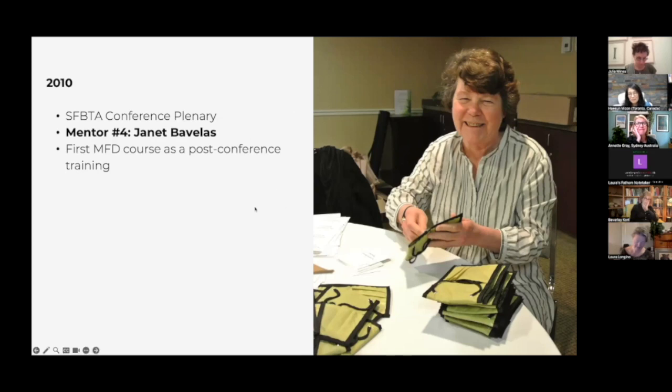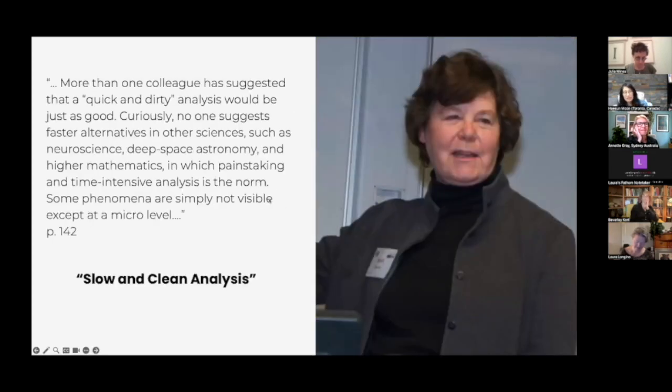Here's something that Jan said in one of her articles. She says, more than one colleague has suggested that quick and dirty analysis would be just as good. Curiously, no one suggests faster alternatives in other sciences, such as neuroscience, deep space astronomy. Danny, no one suggests that you do a quick and dirty study, do they? Nobody suggests quick and dirty in higher mathematics either. She says painstaking and time-intensive analysis is the norm, and why shouldn't it be the norm for our work? Some things are simply not visible except at a micro level. And she asks, why don't we do slow and clean analysis?